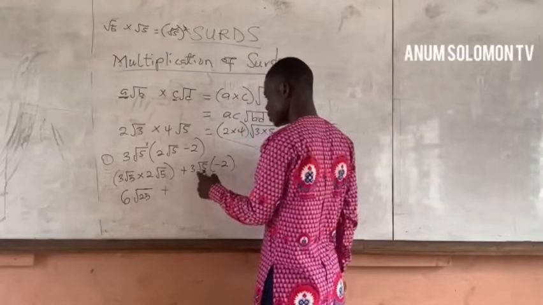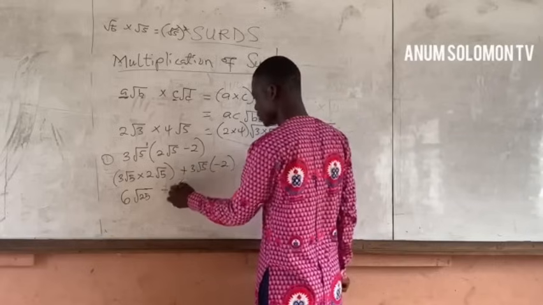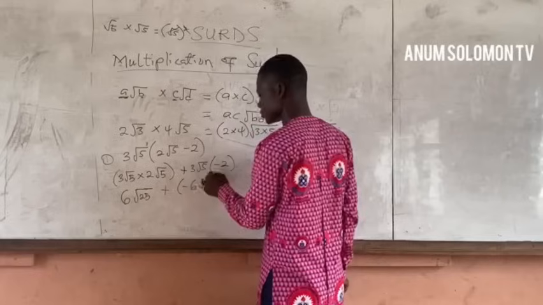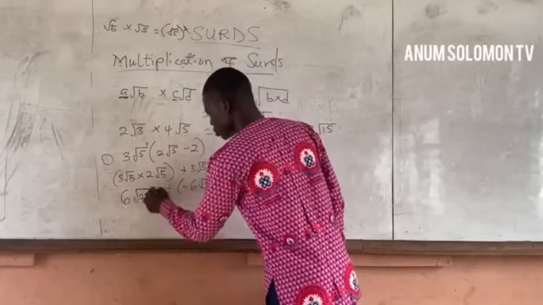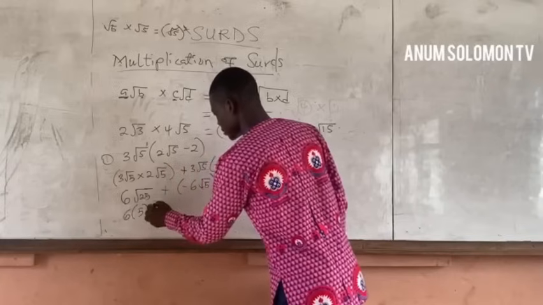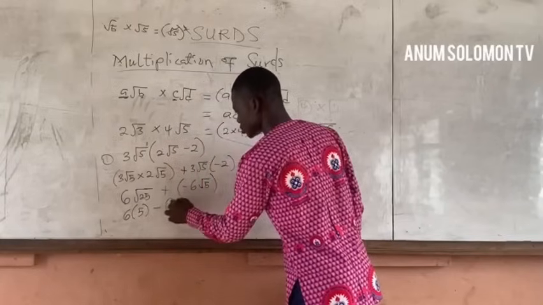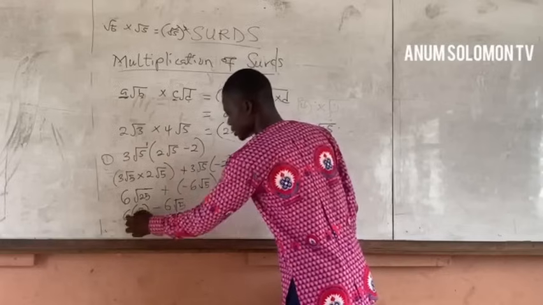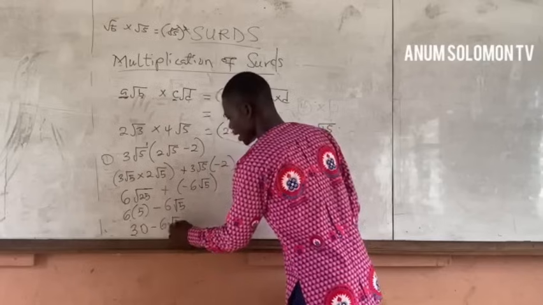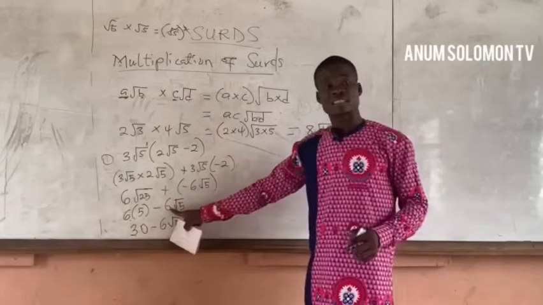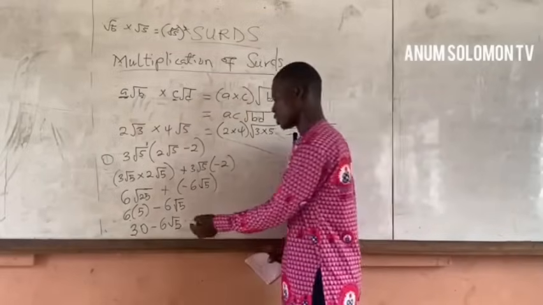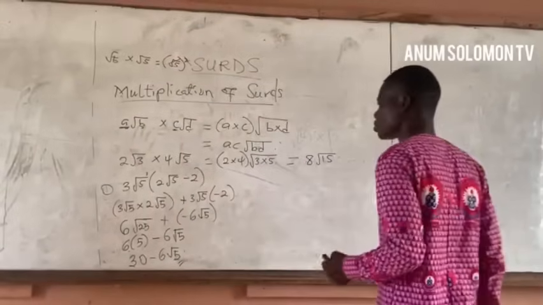Plus the constant by constant, you have negative 6 root 5. Finally, we are going to get root of 25 is 5. That's 6 times 5 minus 6 root 5. So 6 times 5 is what? 30 minus 6 root 5. This one, you cannot use the 6 to multiply the 5 because this 5 is under a radical sign. And this is the answer you are going to get.